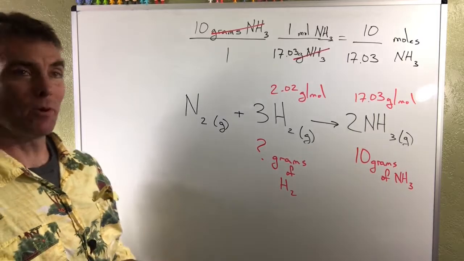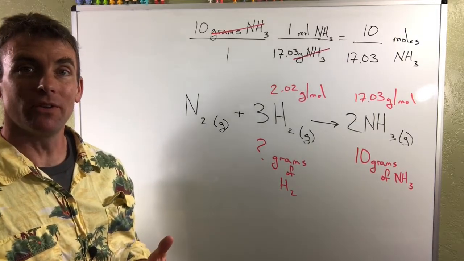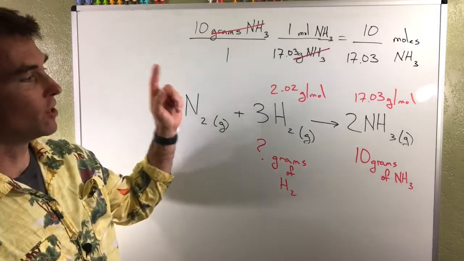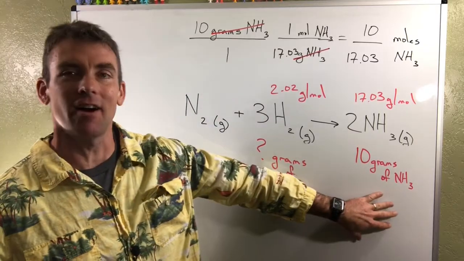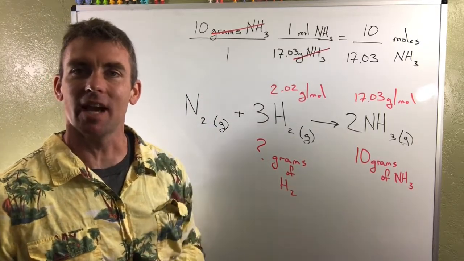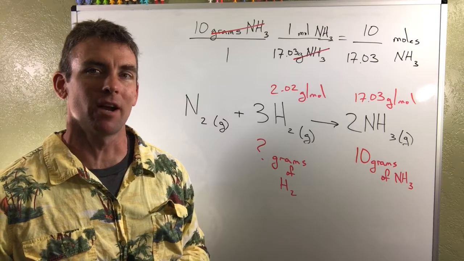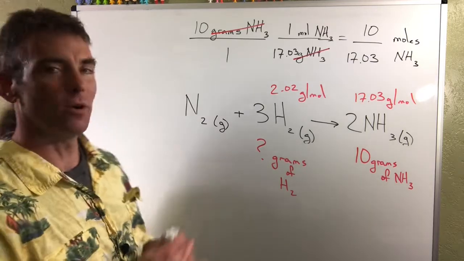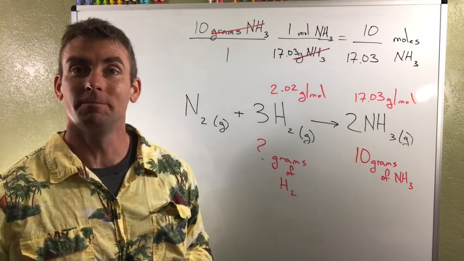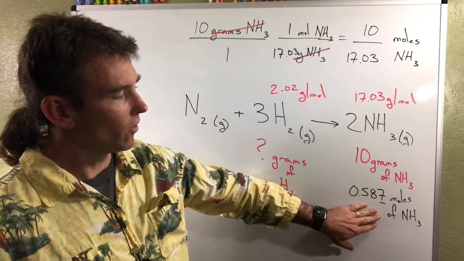Once we get to that point, we'll know the number of moles of just NH3. I'm going to list that off down here so that we can keep track of all the information that we're calculating. And then we'll go to the next step, which is the mole bridge. So there are the number of moles of NH3.